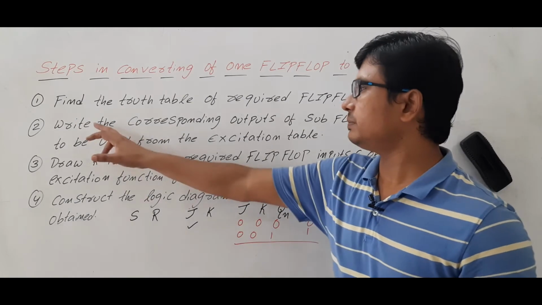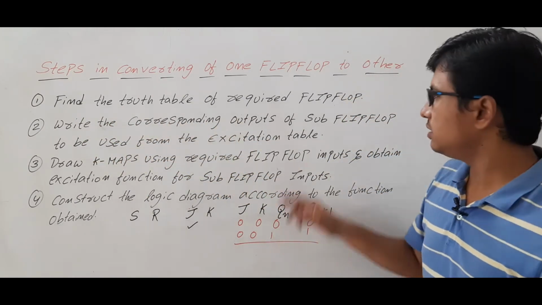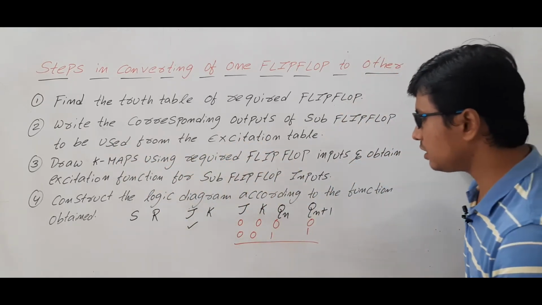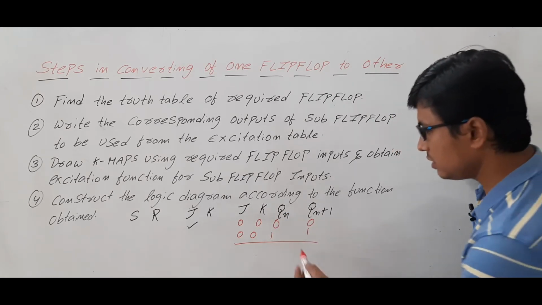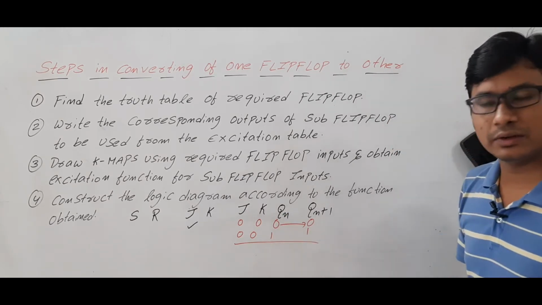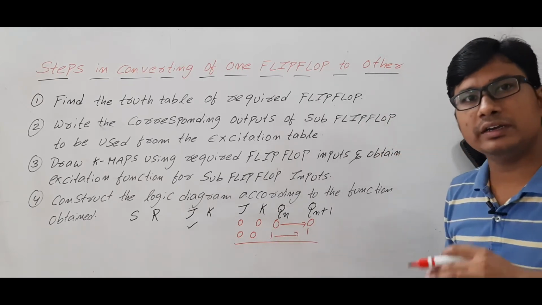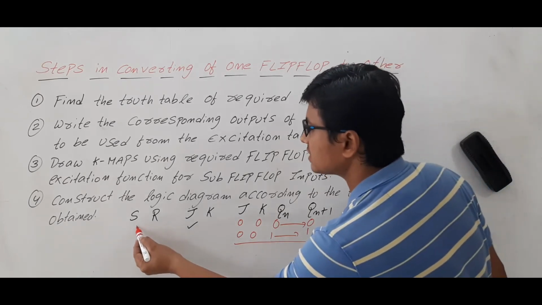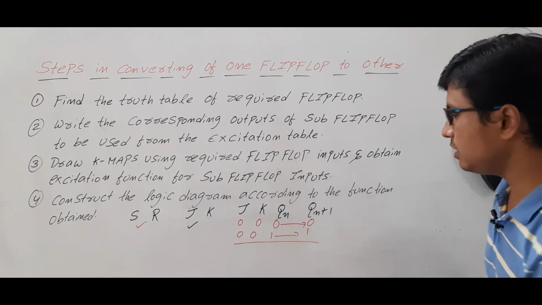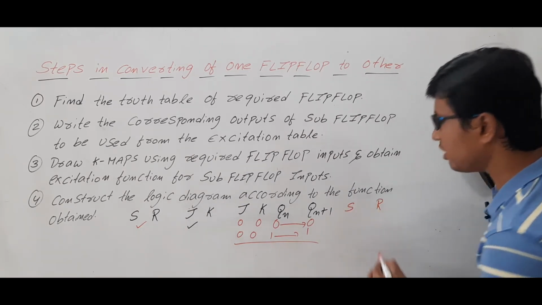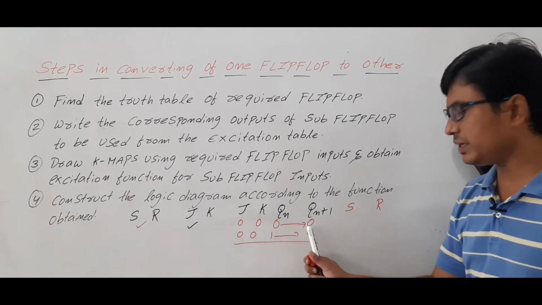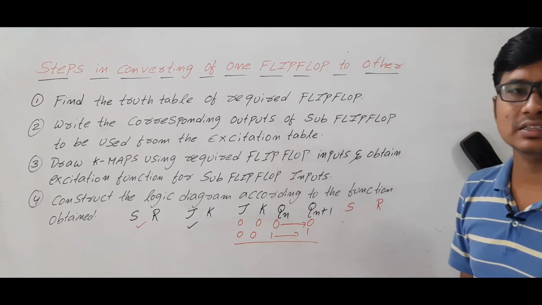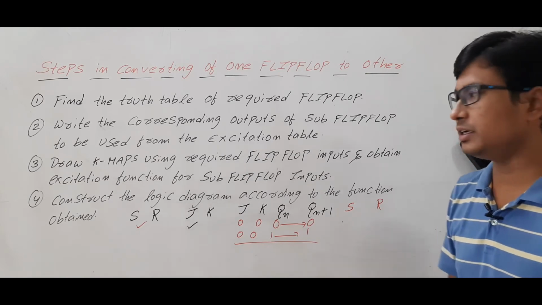Now step 2 is to write the corresponding outputs of the sub flip-flop to be used from the excitation table. Now you have the Qn and Qn+1, the 0 and 0, 1 and 1. We have already discussed the excitation table for each flip-flop, similarly for the SR flip-flop. So you will write the corresponding values of S and R when it is 0 and 0. What is the S and R value? Similarly, when it is 1 and 1, what is the S and R value? Like that you will write the 8 combinations.